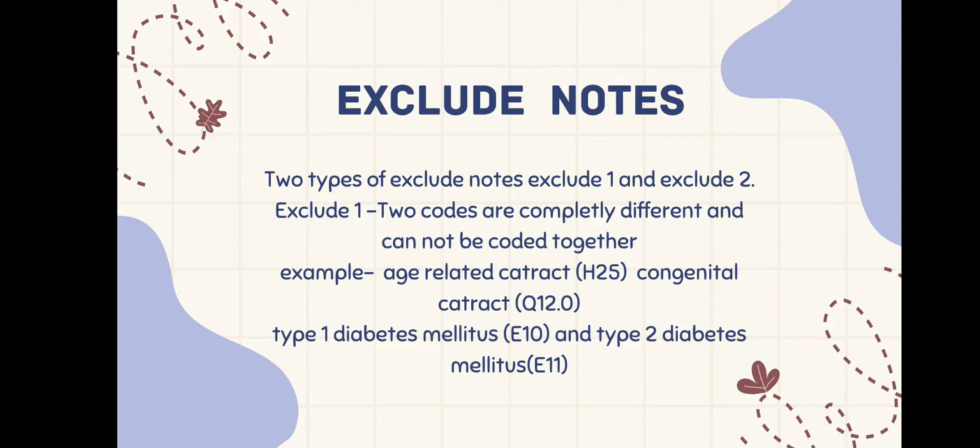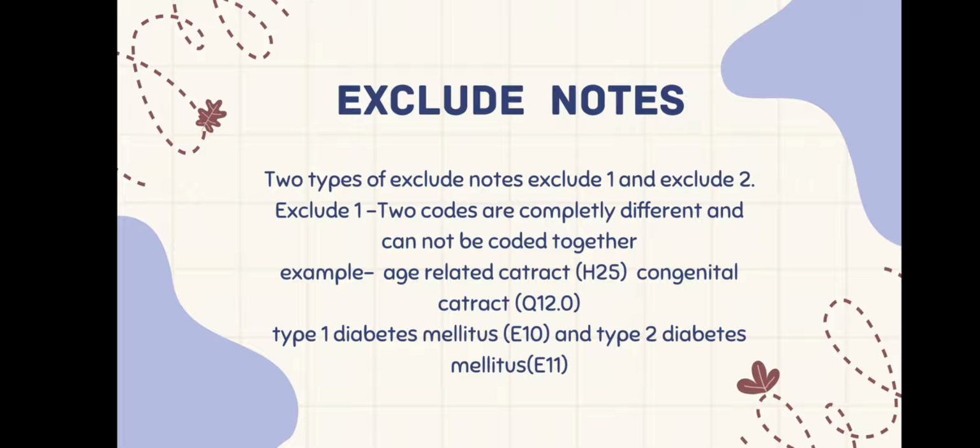It tells the coder that the two conditions cannot be coded together because they cannot exist in the same patient at the same time. They are totally opposite to each other. A few examples from the book are congenital cataract versus age-related cataract. A person born with a cataract has a congenital cataract, or a patient who develops a cataract later in life has an age-related cataract. Since one condition is present from birth and the other develops with aging, they are mutually exclusive. Therefore, they are not coded together. This instruction you can get with the category code as Excludes 1 condition.